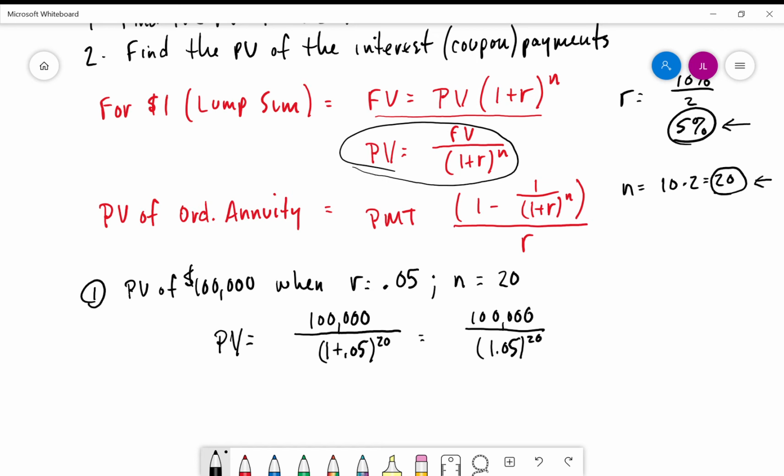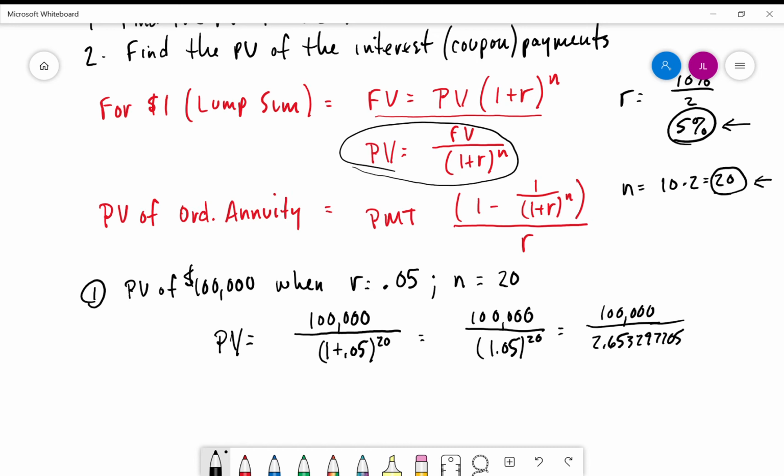Now, some calculator action here off screen. 1.05 to the 20th power is, let's see, 2.653. So we're essentially looking at 100,000 divided by 2.6532977.05. Never, ever, ever round until you get to a final answer. You will get rounding errors if you do that.